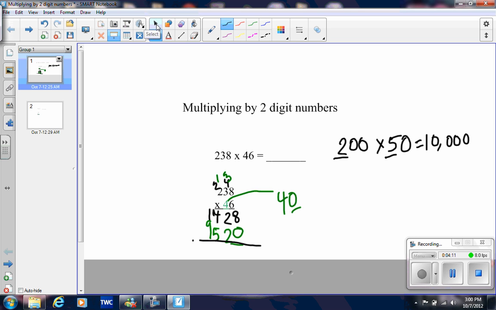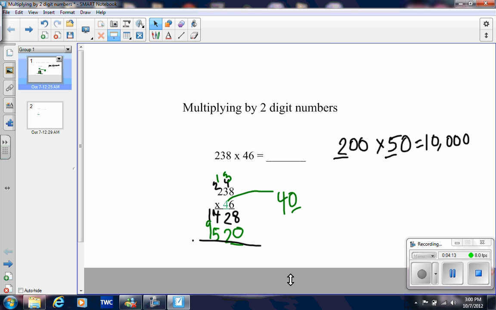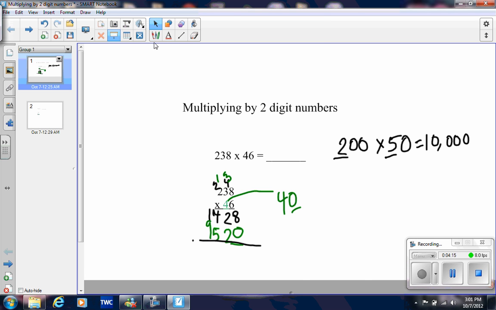Move this screen shade down a little. Now I'm ready to write again. Alright, so now I've got my 2 rows. One row is from the 6 being multiplied through here. The other row that is green was for this 4 that I multiplied through here. And now I can take the 2 rows and add them up.